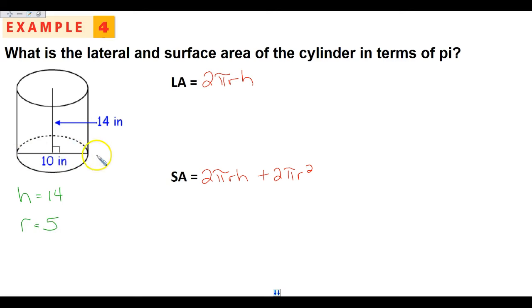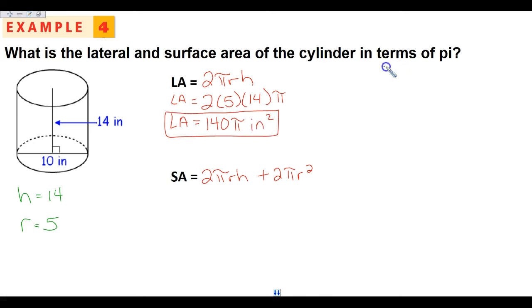The radius is going to be 5 because my diameter is 10. Remember, when they draw in that whole diameter, most of the time that is what they're giving you. So from here, all we have to do is plug in. My radius is 5, my height is 14, times pi. So 2 times 5 is 10, times 14 is 140. So this is going to be 140 pi inches squared, because again, we want things in terms of pi.